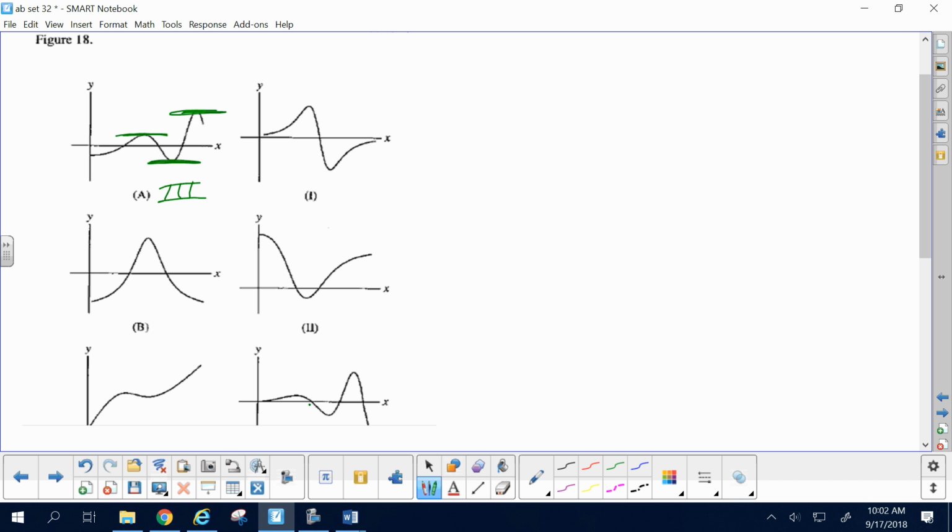This guy matches 3. This guy has exactly 1 place the derivative is 0, and so it should have a derivative with 1 zero. Wherever the original function goes flat, the derivative will have an x-intercept. 1 flat spot, 1 x-intercept, they match. This guy has, I know they're tight, but 1, 2 flat spots, and so its derivative must have 2 zeros or 2 x-intercepts. That's there and there. And so that guy is 2.